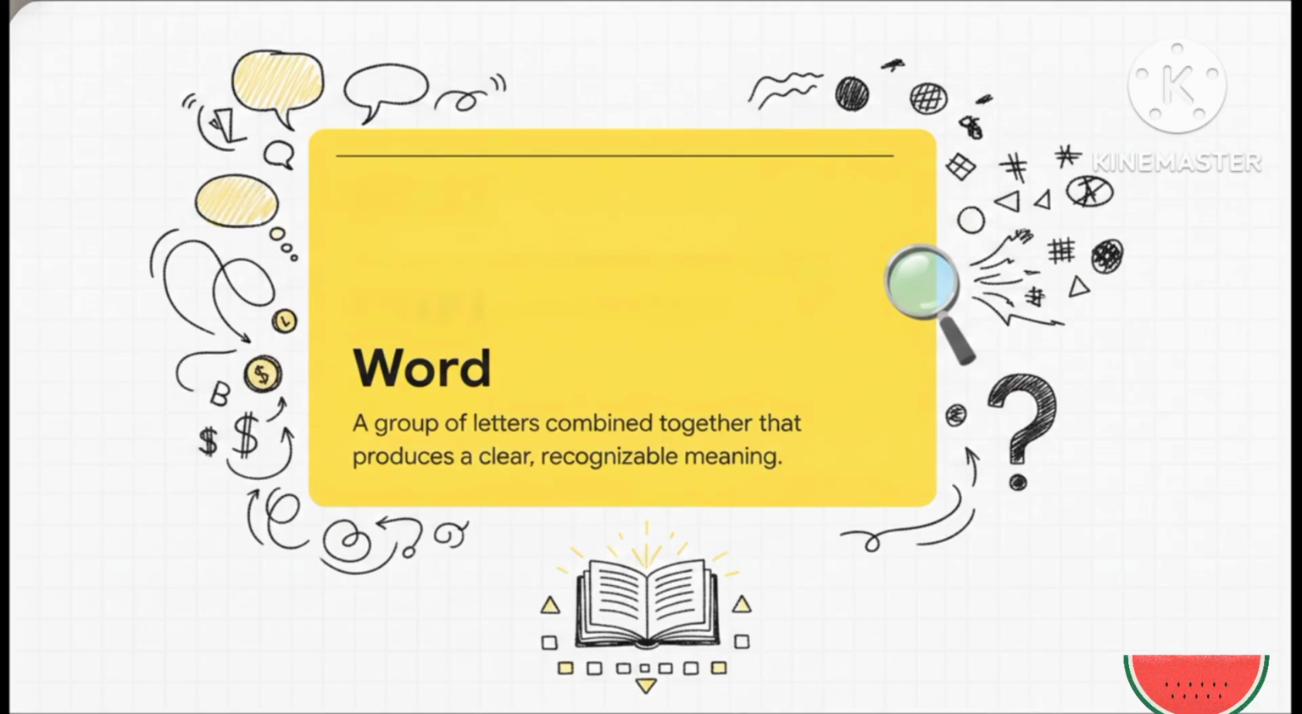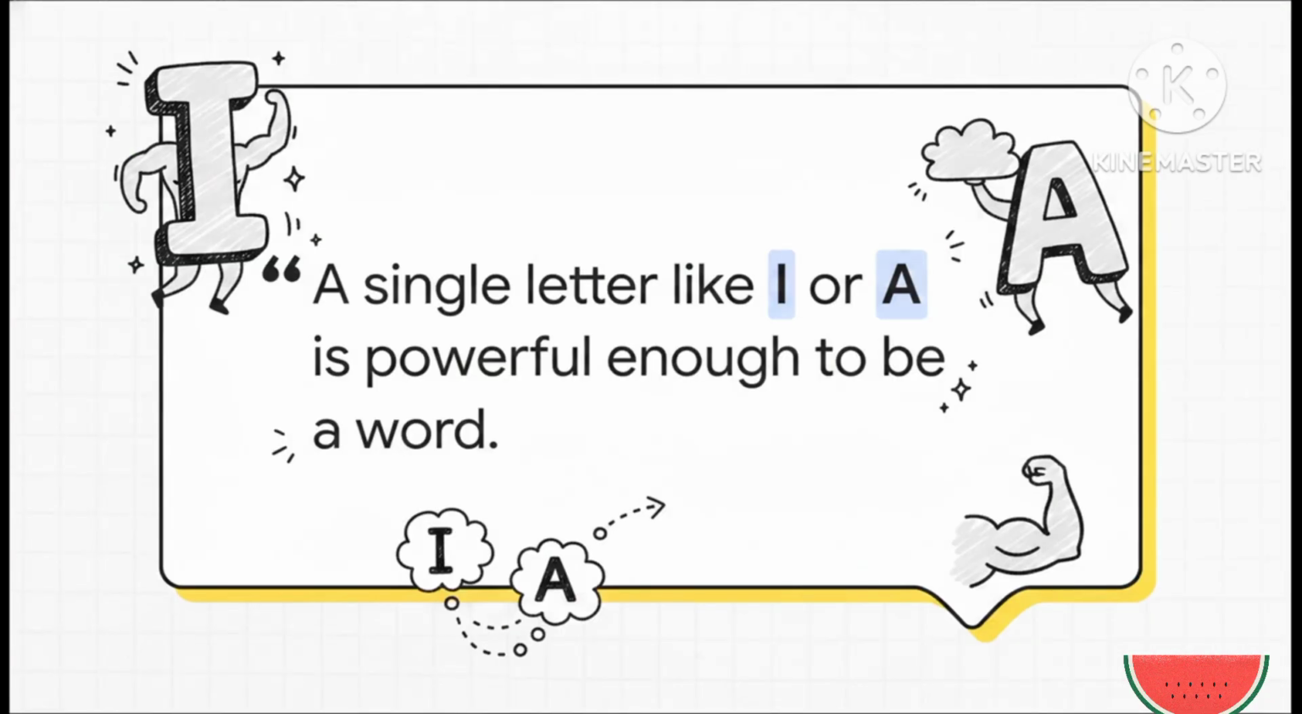Which brings us to a remarkably elegant definition. A word is simply a group of letters combined together that produces a clear, recognizable meaning or sense. If there's no sense, there's no word. It really doesn't matter how many letters you string together into a sequence. Without meaning, it's fundamentally useless. Meaning is the absolute currency of language. Yet within this system, there's a pretty brilliant efficiency.